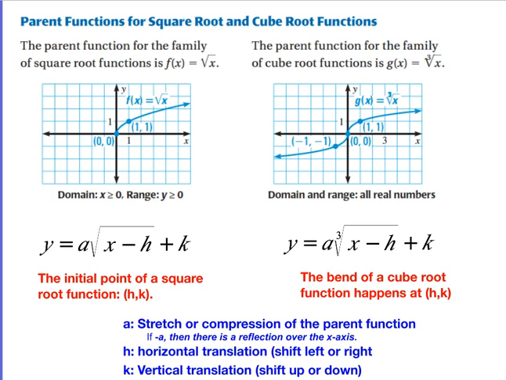Okay, and let's remember that a is telling us the stretch or compression of the function and whether we reflect over the x-axis. So if we have a negative a, we're going to reflect over the x-axis. And the h and k tell us whether we're shifting left or right for h and shifting up or down for k.